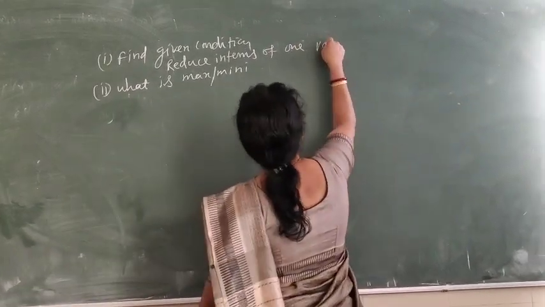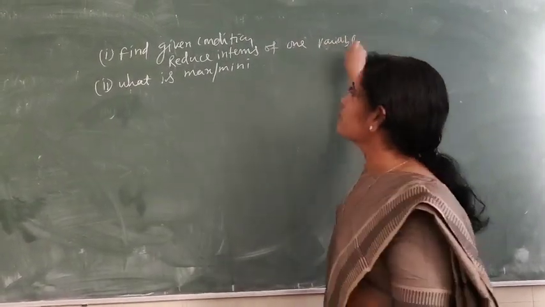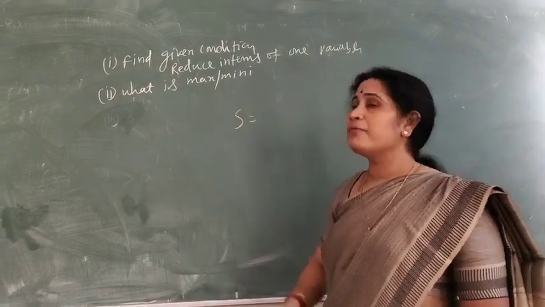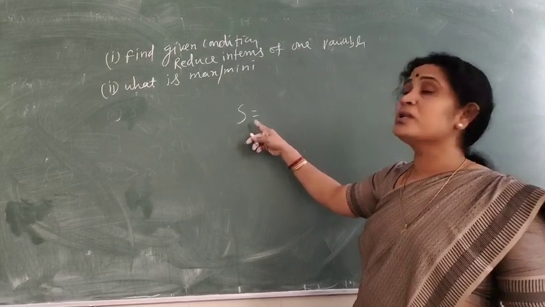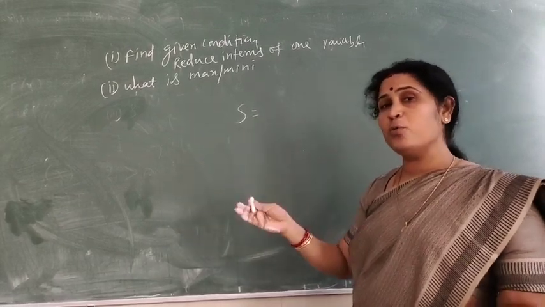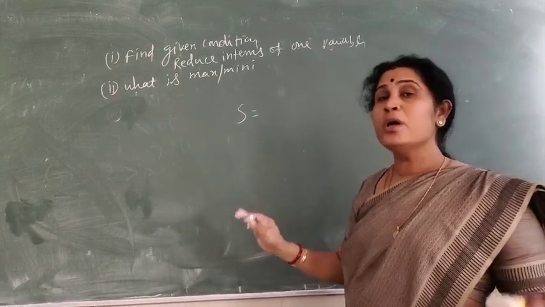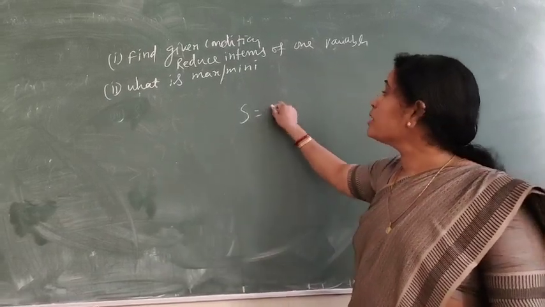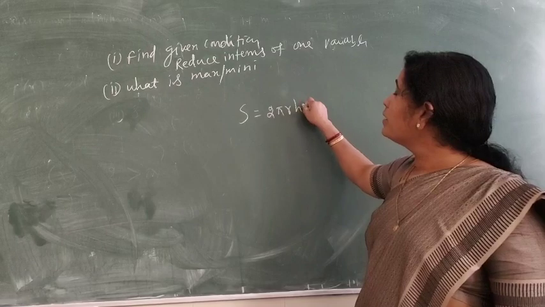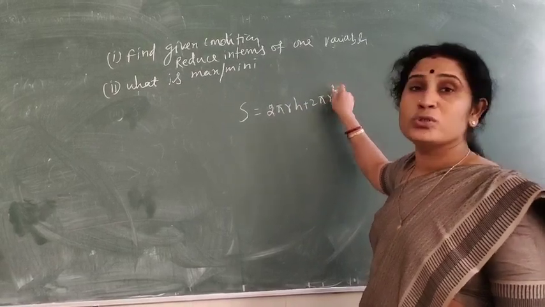Let me explain what it is. For example, suppose they give the total surface area of a cylinder. For a closed cylinder and an open cylinder, we have different formulas. You know about the formulas already, I taught all the formulas. Now suppose this is 2 pi RH plus 2 pi R square. This is the closed cylinder formula.